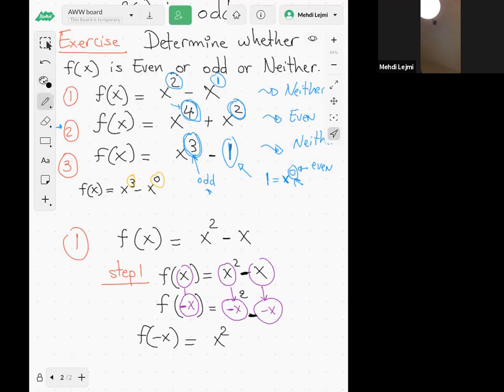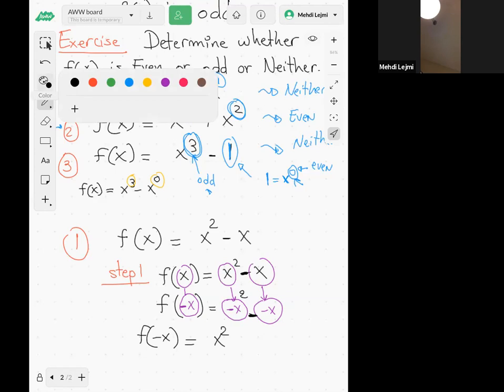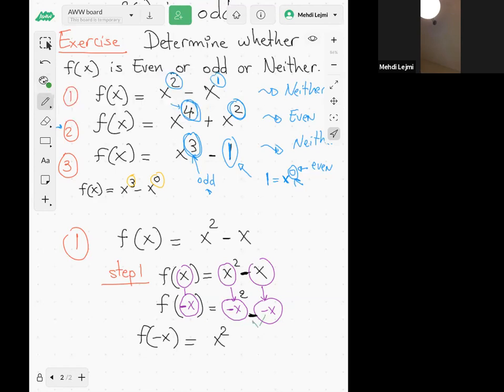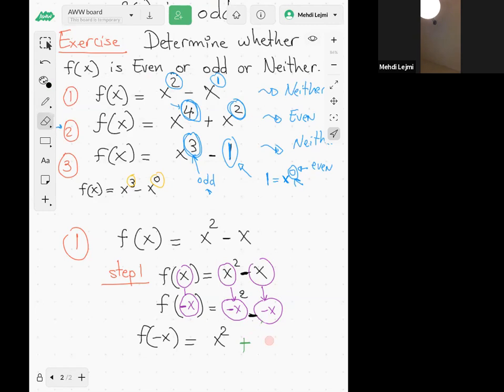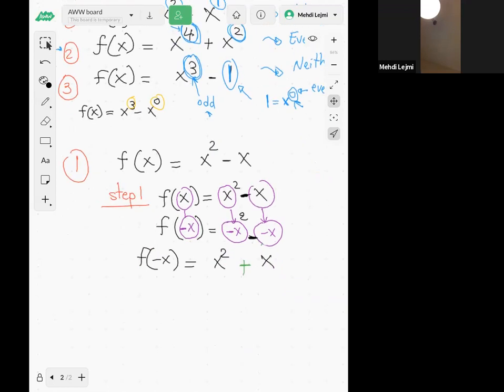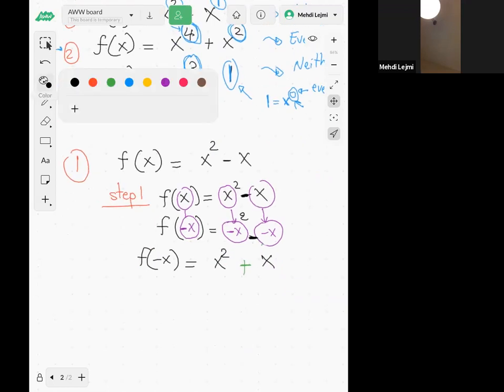And then the second term, we don't have a power. It's just a minus x. But the thing is, there's minus minus, so that will be a plus, right? This minus and minus here will be a plus. So it's plus x. Okay, so that's my f of minus x.